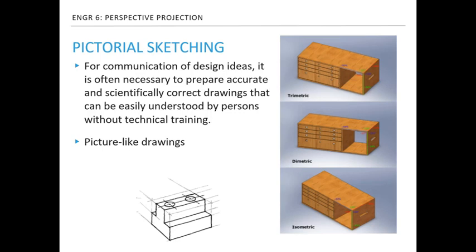one view. There are three view directions that are typically used in CAD systems: trimetric, dimetric, and isometric. We'll discuss more about the isometric view directions in a later class.